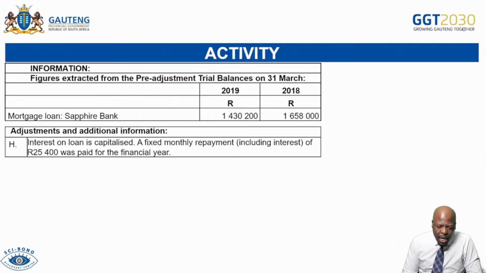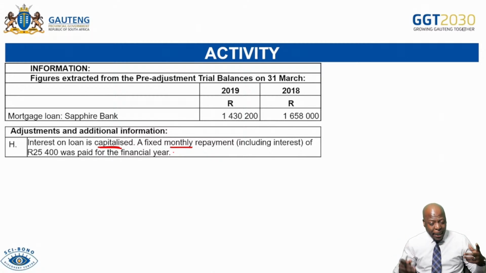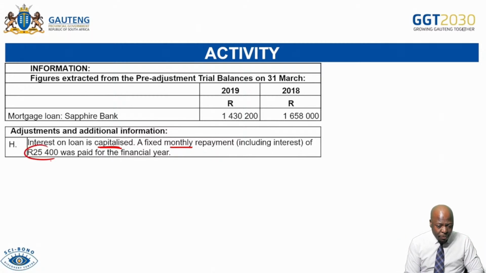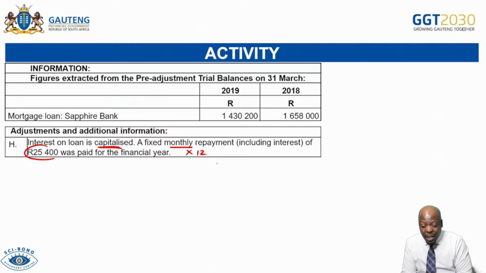Adjustments and additional information. Interest on loan is capitalized. What does that even mean? A fixed monthly repayment including interest of 25,400. Very key: fixed monthly. Take heed of the word monthly. And we're preparing financial statements, which means this is for the yearly. But here we are given monthly. So in your mind already, you have to know that 25.4 must be multiplied by 12. Let's go on. They say a fixed monthly repayment, including interest of 25.4, was paid for the financial year.